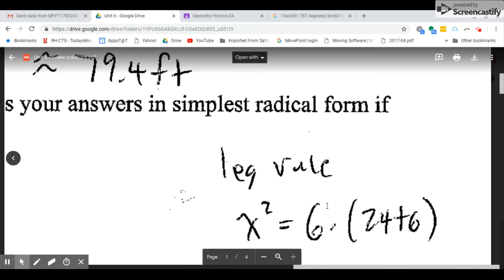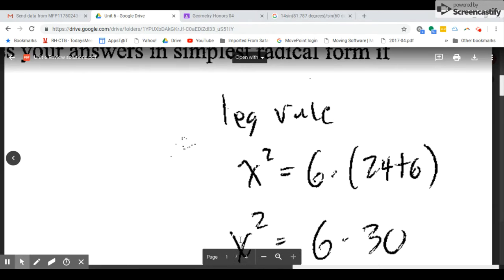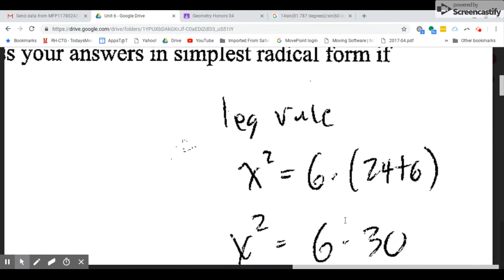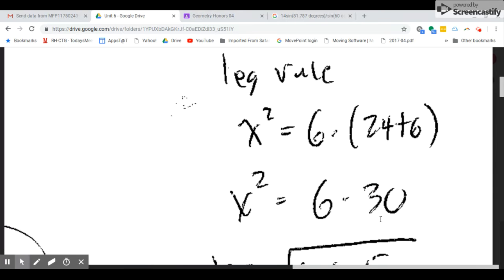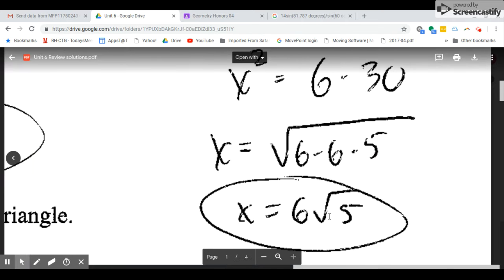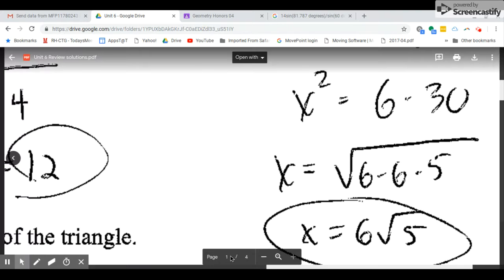And the leg rule, we're taking 6 times 24 plus 6, which is 6 times 30. Again, we're going to take the square root of both sides, because x squared is 6 times 30, right? No need to multiply yet, because I know 30 is 6 times 5. So I'm taking the square root of 6 times 6 times 5. You take a 6 out, 5's left inside. So you get 6 root 5. Okay? That's how I do it.